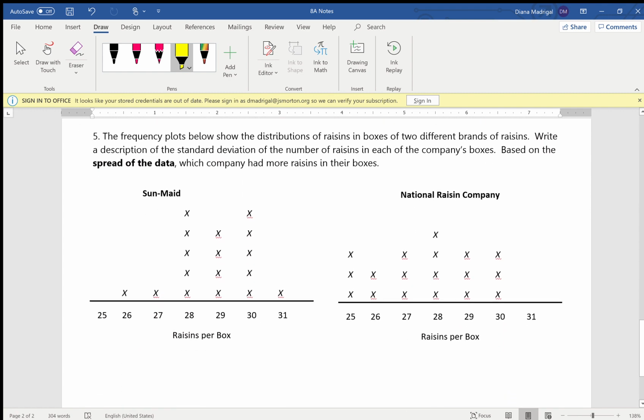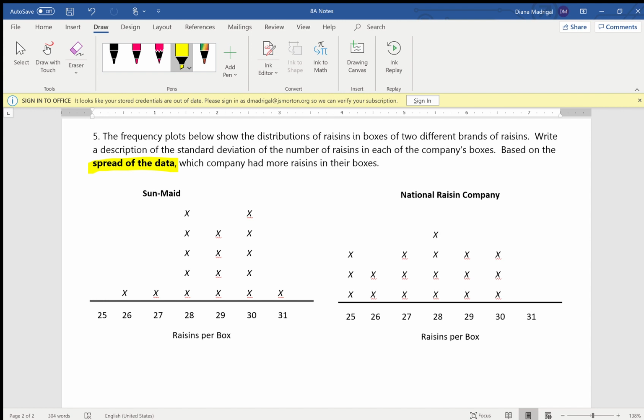And lastly, our last problem is one of the easiest, okay? It says the frequency plot below shows a distribution of raisins in boxes of two different brands of raisins. Write a description of the standard deviation of the number of raisins in each of the company's boxes based on the spread of the data. Okay, which company had more raisins in their boxes? So again, they're talking about the brands Sun-Maid and National Raisin Company. But the key here is what I highlighted, spread of the data.